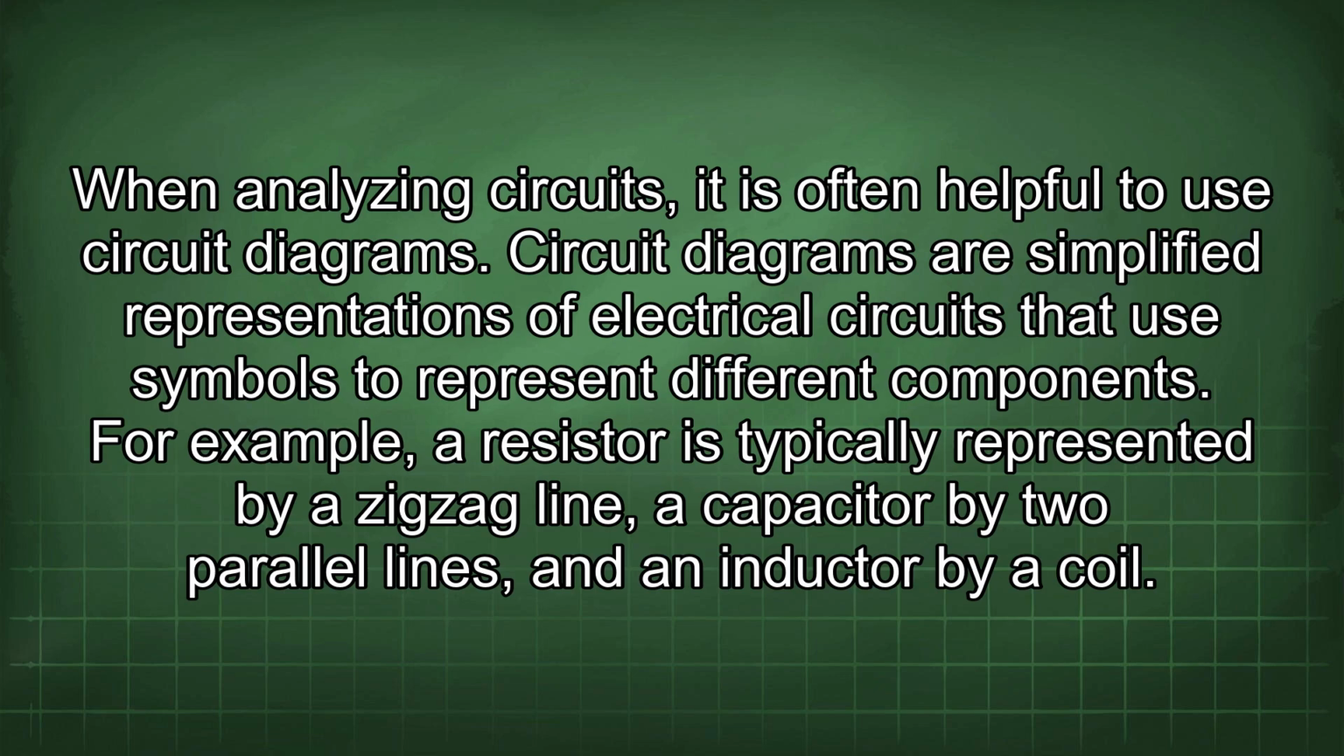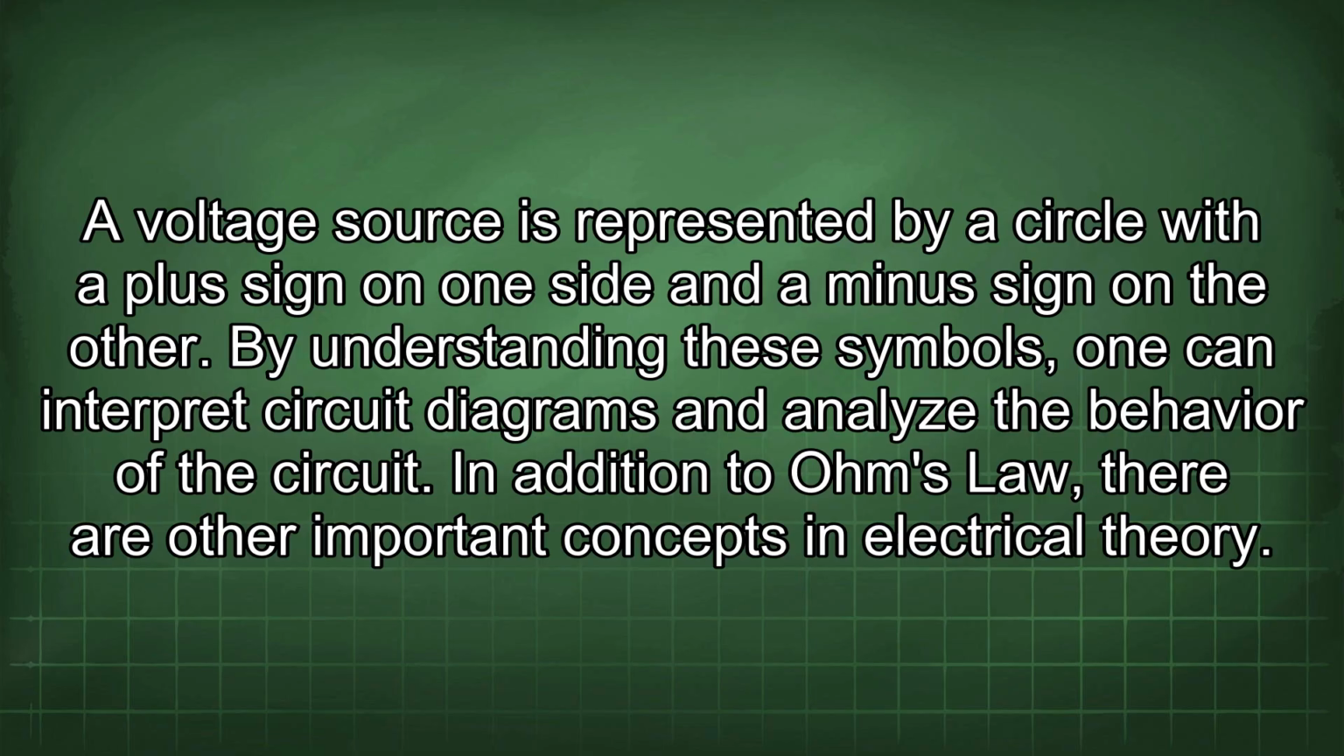When analyzing circuits, it is often helpful to use circuit diagrams. Circuit diagrams are simplified representations of electrical circuits that use symbols to represent different components. For example, a resistor is typically represented by a zigzag line, a capacitor by two parallel lines, and an inductor by a coil. A voltage source is represented by a circle with a plus sign on one side and a minus sign on the other. By understanding these symbols, one can interpret circuit diagrams and analyze the behavior of the circuit.